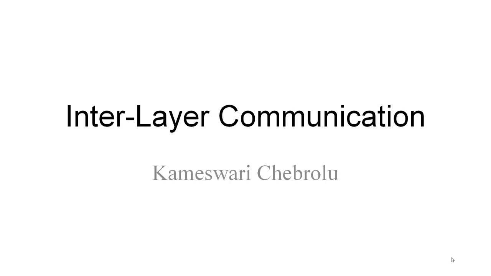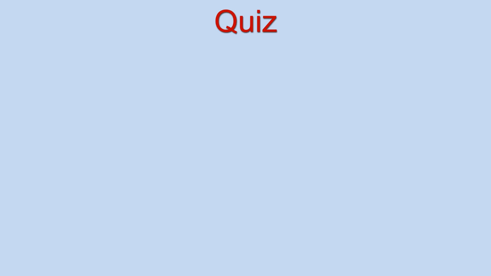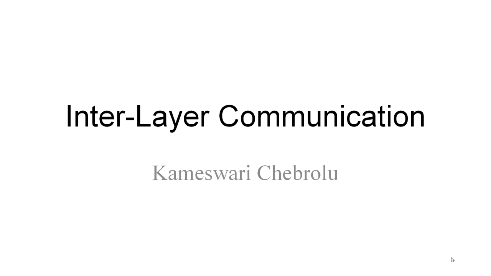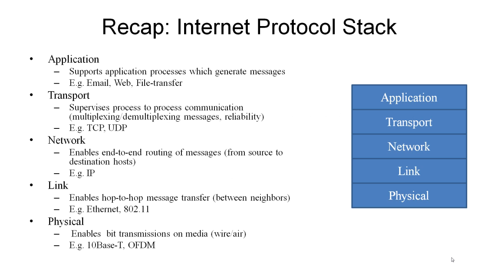So, a quick check to see how well you remember the layers we covered in the previous video. A quick recap to refresh your memory. We talked about the required functionality in computer networks and how this functionality is organized in the form of layers. We covered the 5 layers of the Internet Protocol stack. In this video, we will look at how the layers interact with each other.